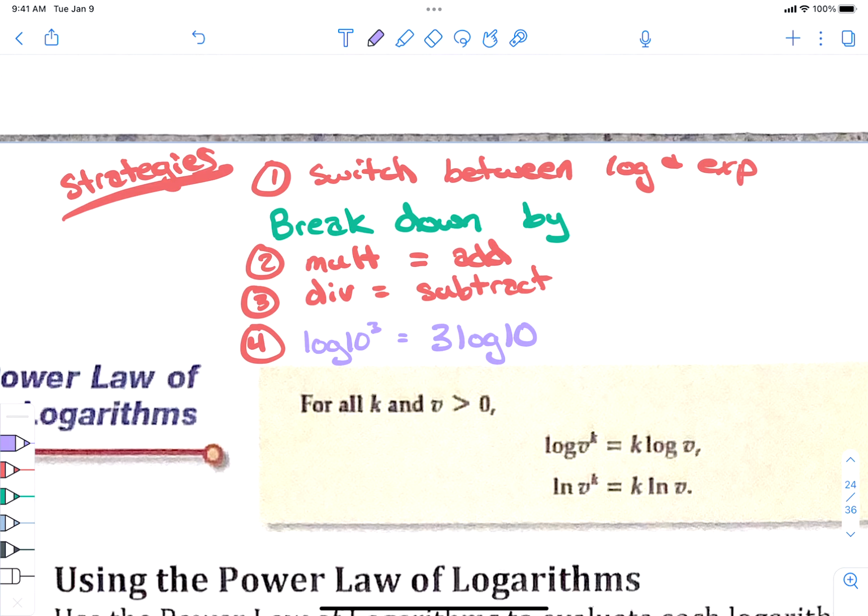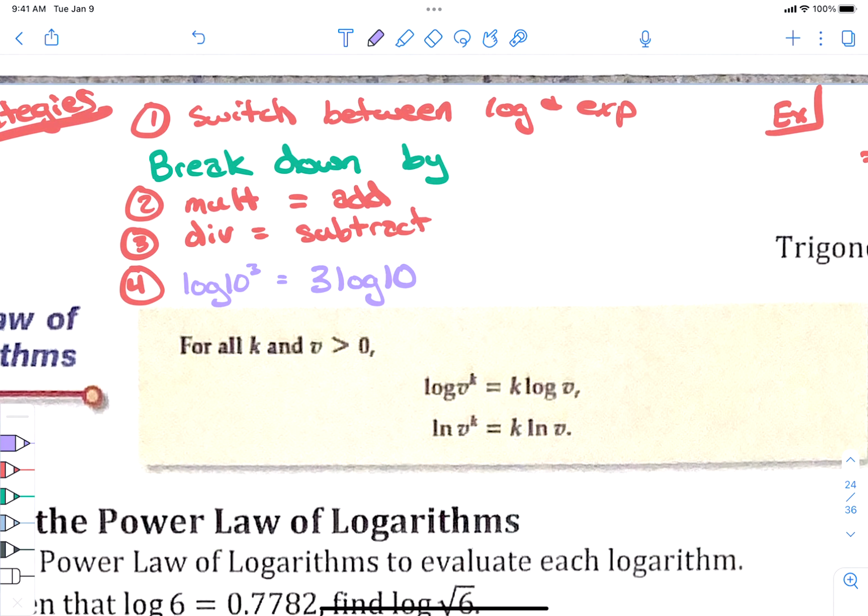If you look at their example in this box, it says log of v to the k power. That k can just come down in front, or ln of v to the k power, the k can just come down in front. Anytime you have an exponent, we don't like exponents. We would rather deal with something that looks like this, so we can put that number down in front. Only if it's a log.